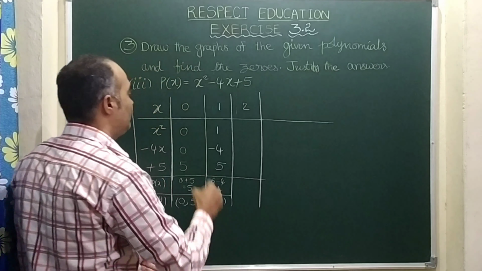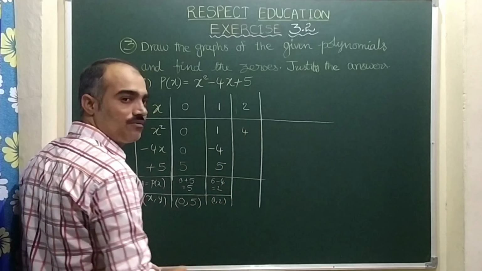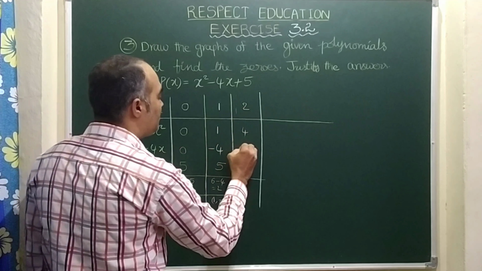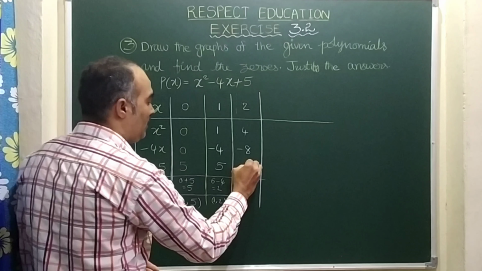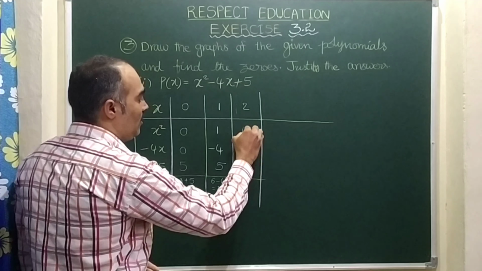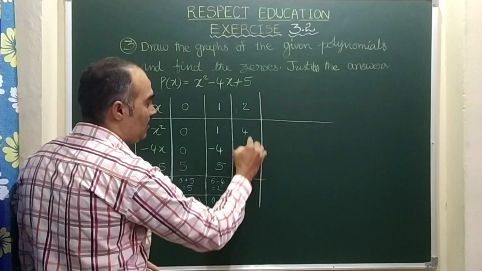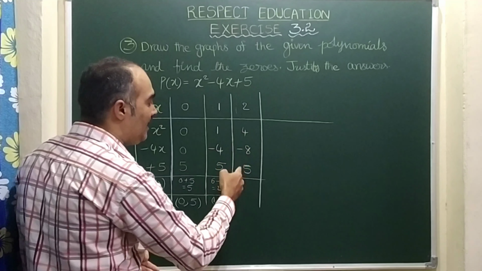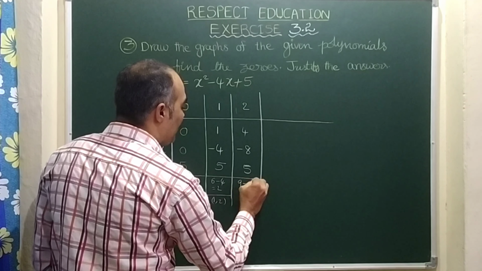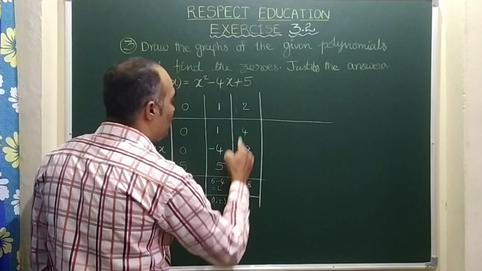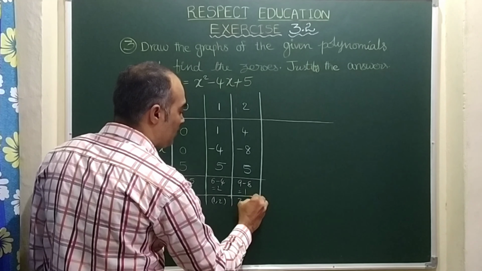Now here let us take another value, 2. Now 2 square is 4. Minus 4 into 2 is minus 8. Plus 5, writing plus 5 as it is. 4 plus 5 is 9. 9 minus 8 is 1. Now here if x is 2, corresponding y is 1.